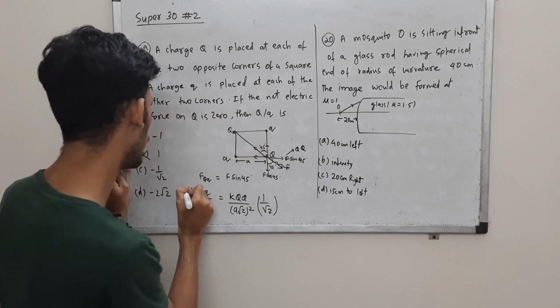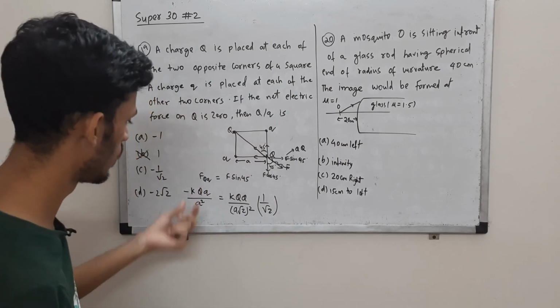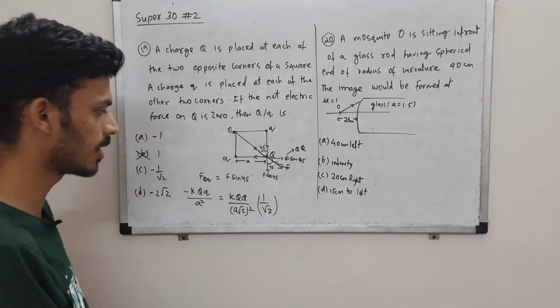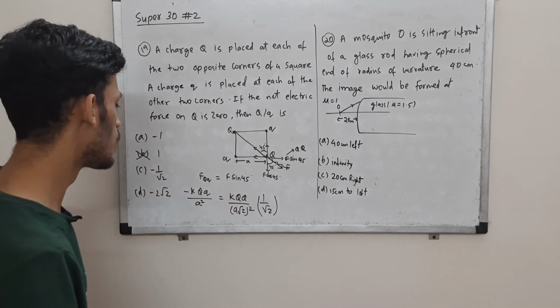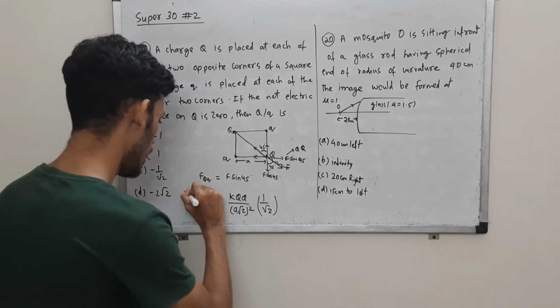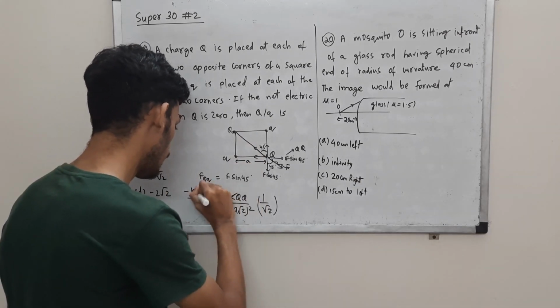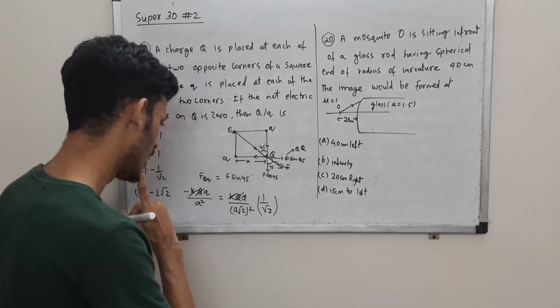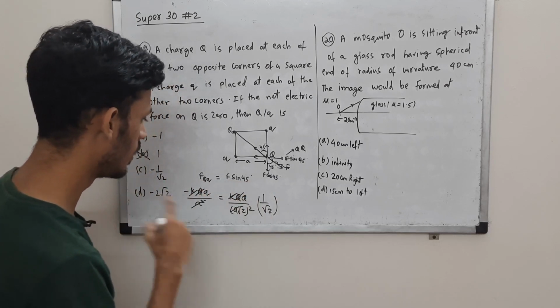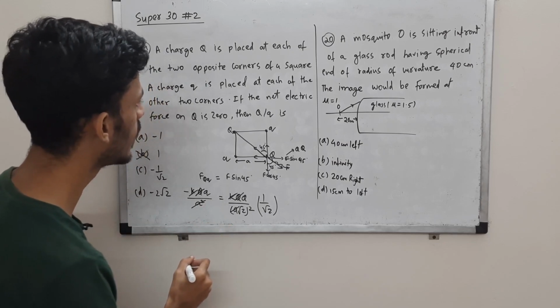Here Q and q are of opposite sign, so we'll use that. These two are of the same sign. Minus minus will make it plus, or plus plus, keep it plus. So here it is plus and minus, as we have seen the logic over here. So k and k will get cancelled. One of the capital Q's will get cancelled. a square is going to get cancelled.